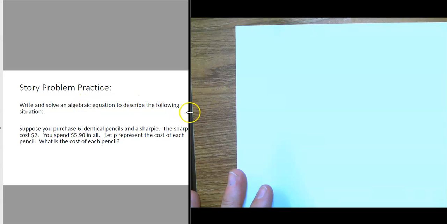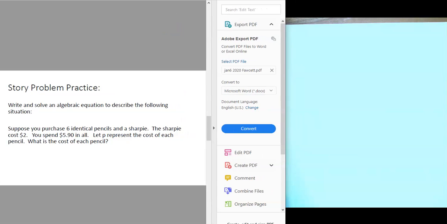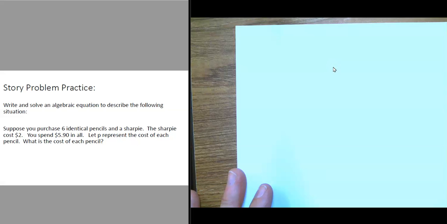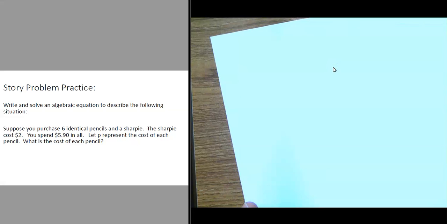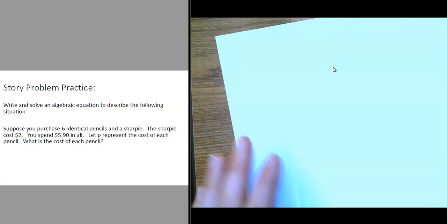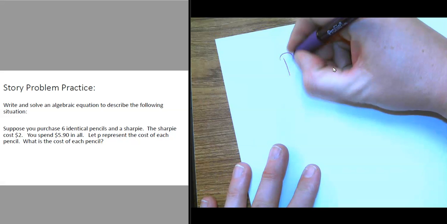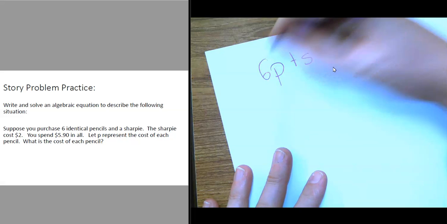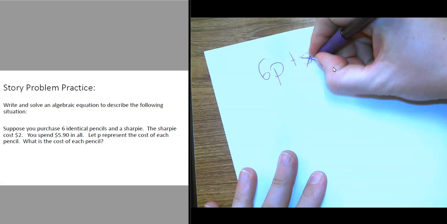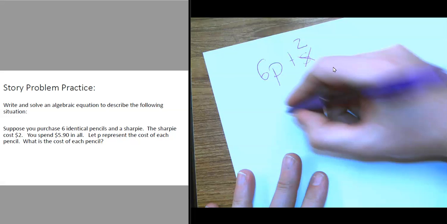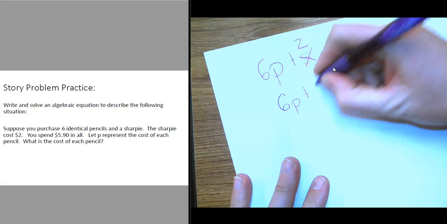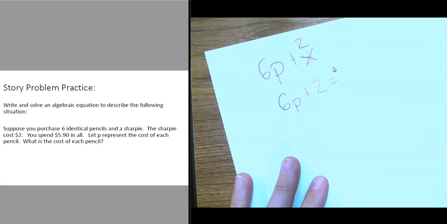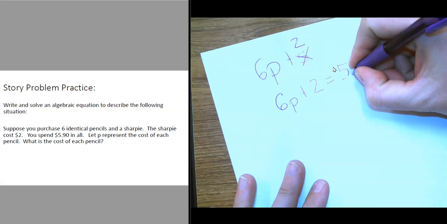The first one says, suppose you purchase 6 identical pencils and a Sharpie. The Sharpie costs $2 and you spend $5.90 in all. Let P represent the cost of each pencil. What is the cost of each pencil? So we're getting pencils and we're buying a Sharpie. But we're not just buying one pencil, we're buying 6 pencils. And we know that the Sharpie is $2. So my equation would be 6P plus 2, and the total is $5.90.